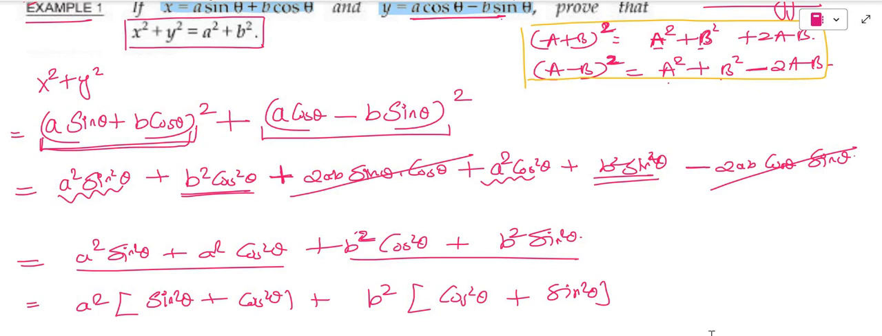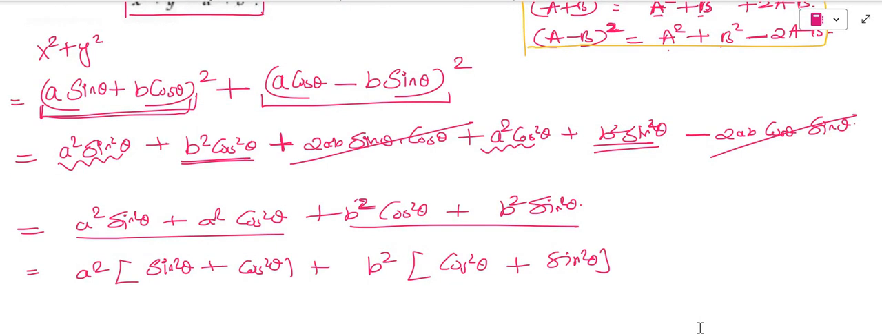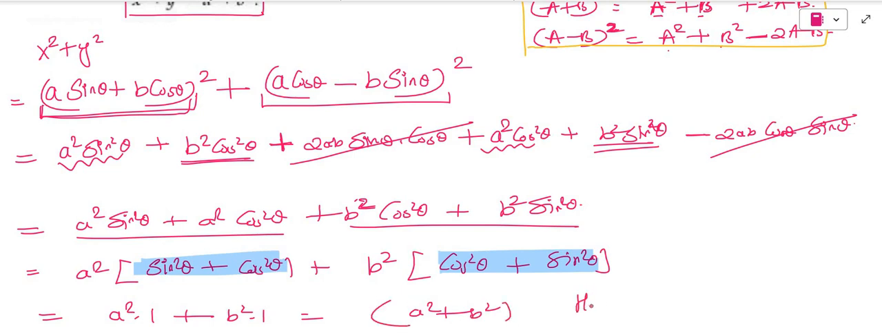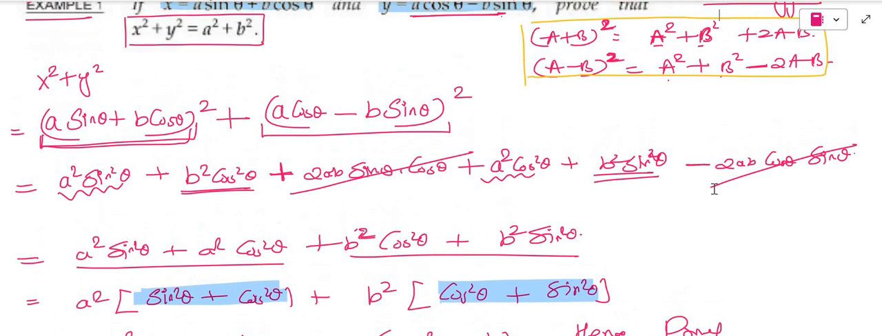Now anybody will help me? What can we do now? What is sin square plus cos square? Is 1 only. What is this? 1 only. Correct? So can I write a square into 1 and b square into 1, which is a square plus b square. Hence proved. यही तो आपको prove करना था. Correct? This is what we were supposed to prove. See here. This was the question to be proved. Hence we proved it.